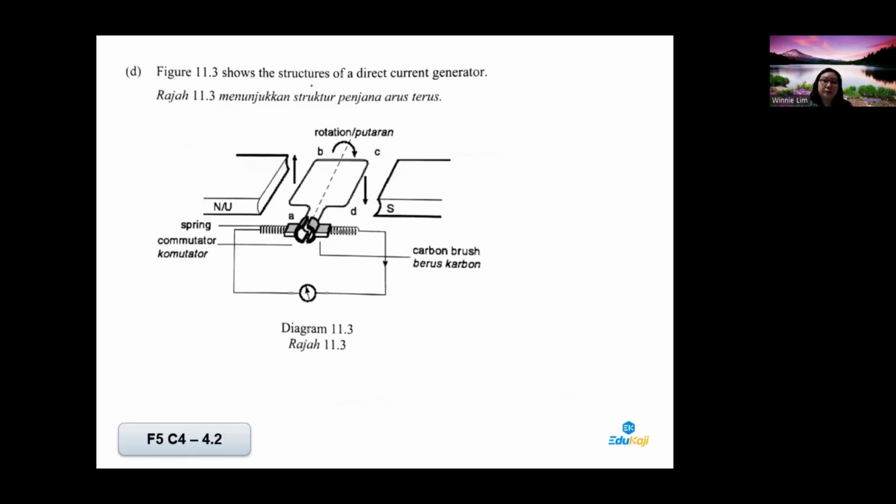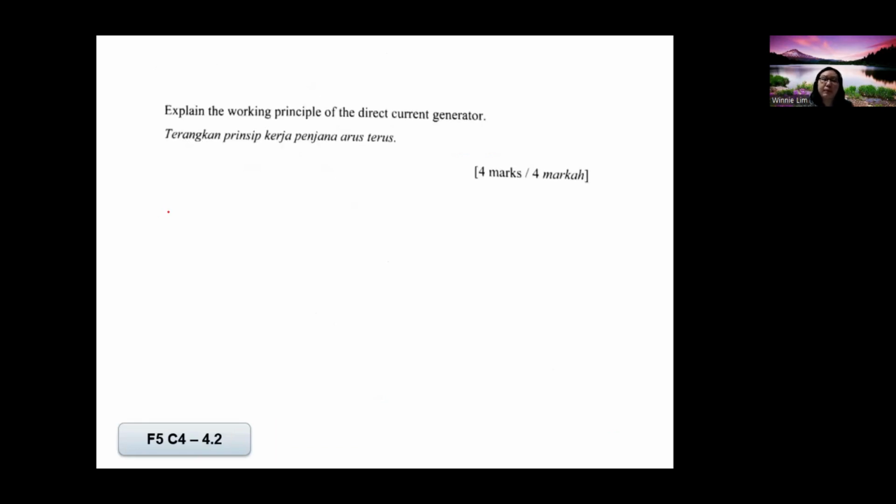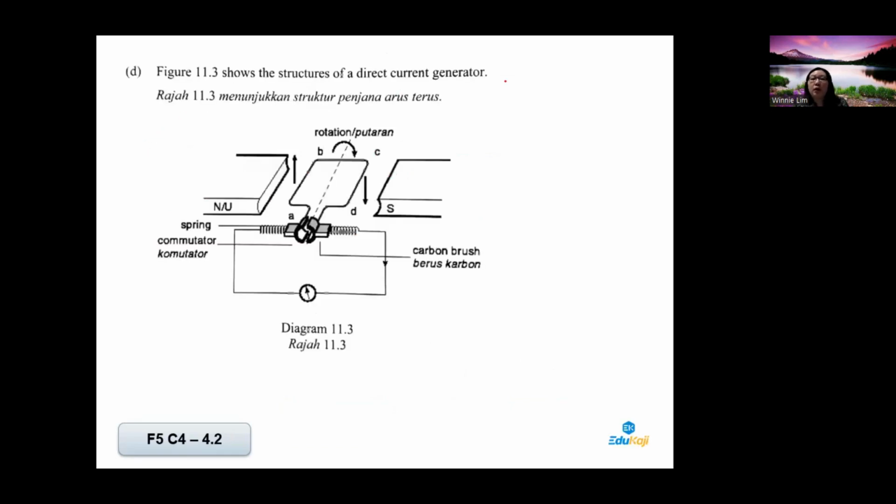The figure shows the structure of a direct current generator. So what the question wants is for you to explain the working principle of a direct current generator. Under electromagnetism, a lot of times students will confuse the generator with the motor. So how do you differentiate and not get confused? You just look at the whole structure. If there is no battery, then it's referred to as a generator. For a motor, you must have a power supply.